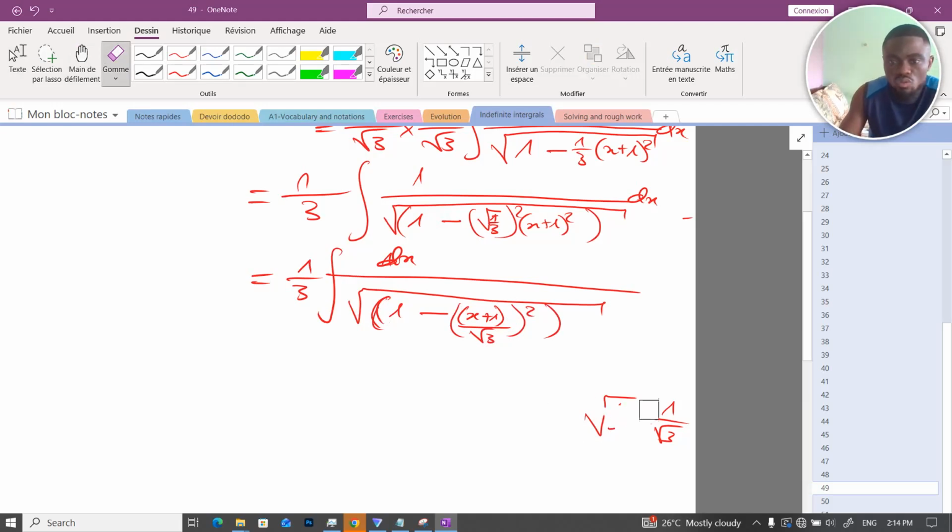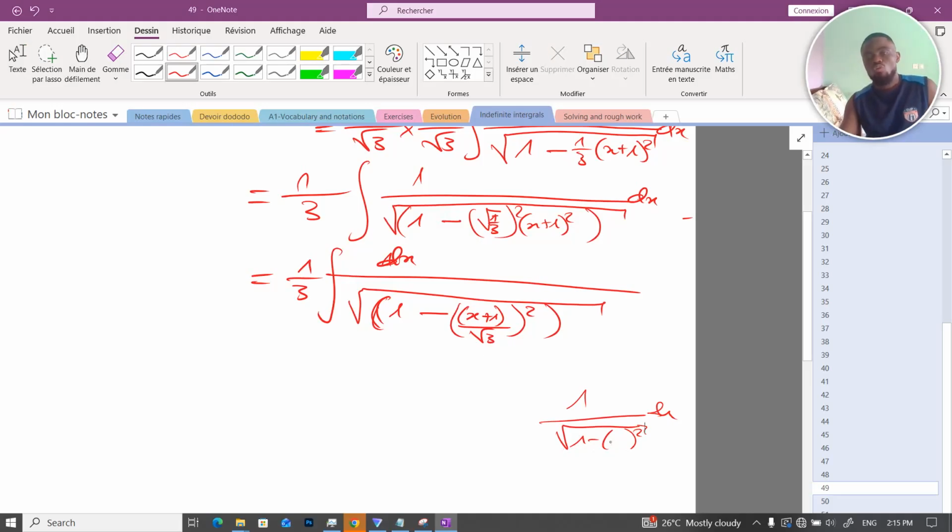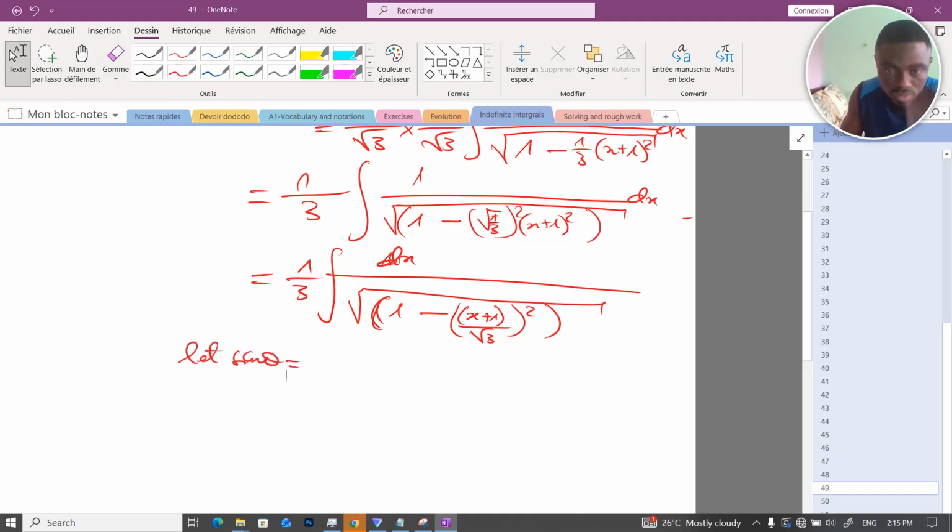Now, we have already something of the form 1 all over the square root of 1 minus something squared, dx. So we naturally know that since there is a minus here, the substitution will be sine theta being equals to whatever is squared. So that's what we're going to do. I will let sine theta be equals to x plus 1 on root 3. So where we see (x plus 1) over root 3, we shall substitute by sine theta.